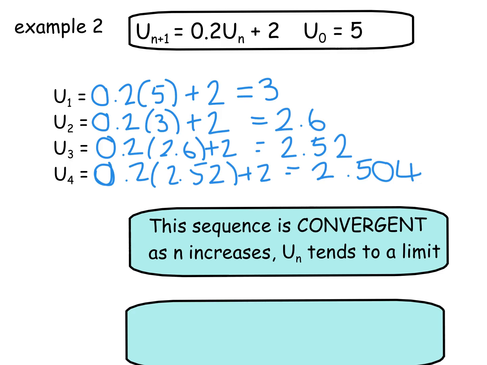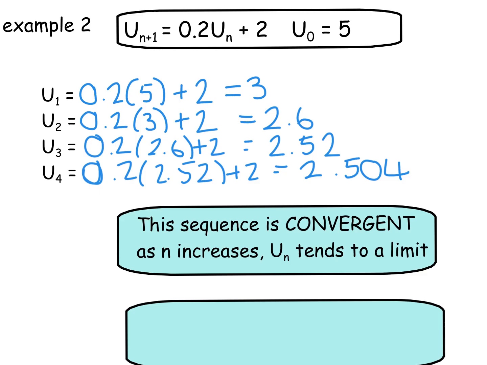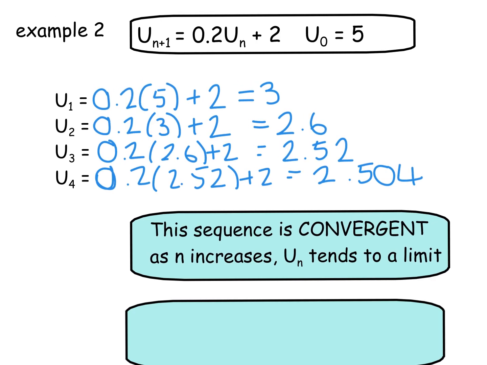As my n increases, it tends to a limit, so there's a final answer that it won't go below or above. Now, why did one do it and why did the other not? It's all based on your a value. On this one, my a value was a decimal, less than 1. On my previous one, it was 3. So if you're timesing by 3, it is getting bigger and bigger. If you're timesing by a small number, less than 1, it will eventually tend to a limit. And that also works for negative 0.2. Yes, it would go positive, negative, positive, negative, but it would eventually stop on a number.